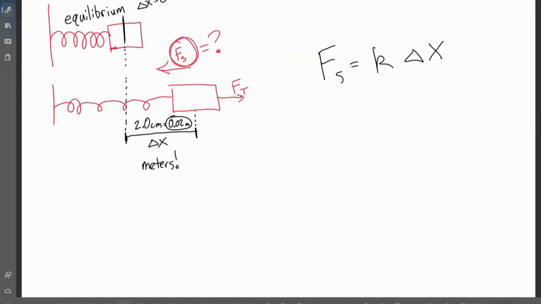All right, so there's delta X, but what about this K value here? This K is something we call our spring constant. K is called the spring constant. This spring constant is given in units of newtons per meter.